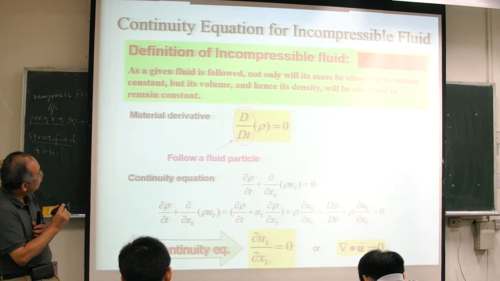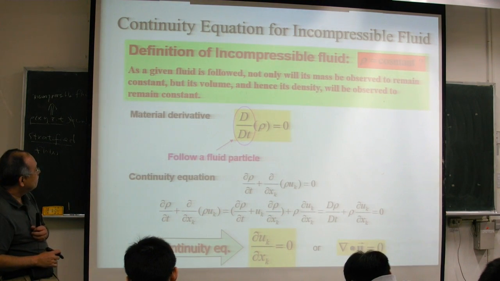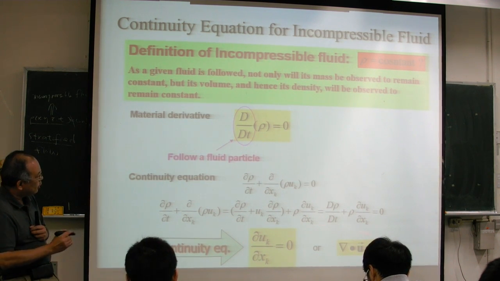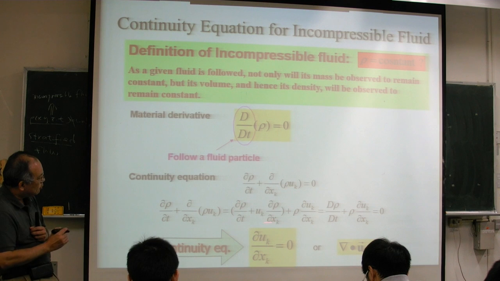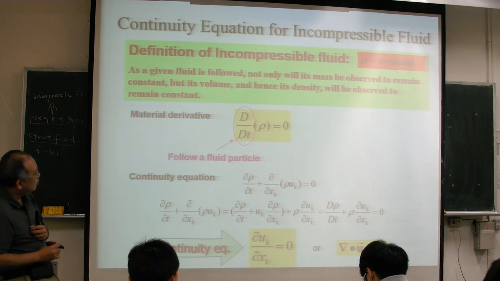So the right definition for incompressible will be changed to this instead of this. Remember. And the continuity equation will be: the divergence of velocity is equal to 0. Divergence u is equal to 0. Okay, that's the continuity equation.